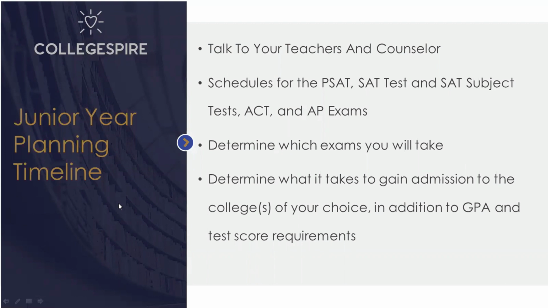The last bullet point is determine what it takes to gain admission to the colleges of your choice, in addition to the GPA and test score requirements. In other words, if you're going to go to an art school or a conservatory, make sure you know what kind of portfolio that they're going to request from you. Just knowing what the school is going to require from you is going to give you a step up and enable you to be prepared for the application season.